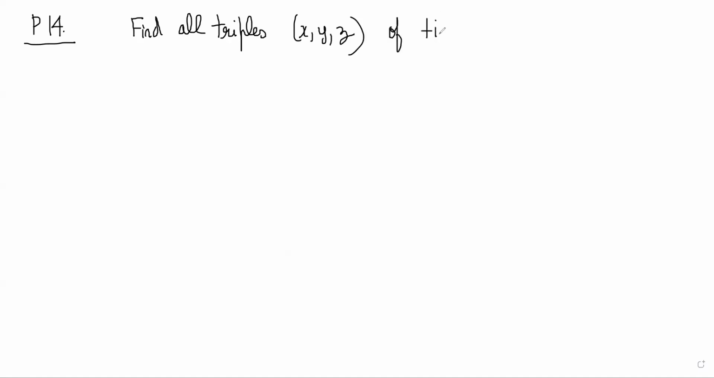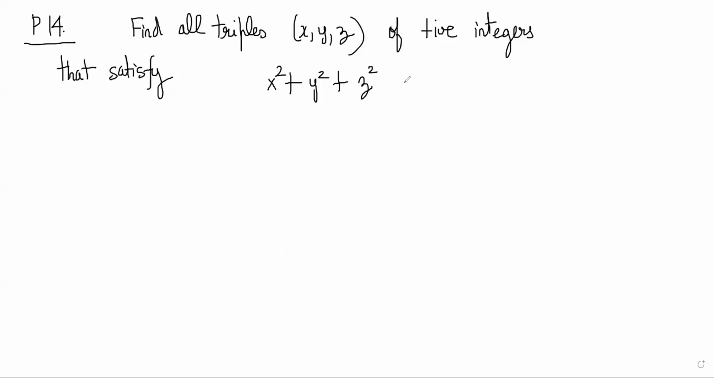Question number 14, I think. This is saying find all triples x, y, z of positive integers that satisfy x square plus y square plus z square is equal to 7 times x plus y plus z.